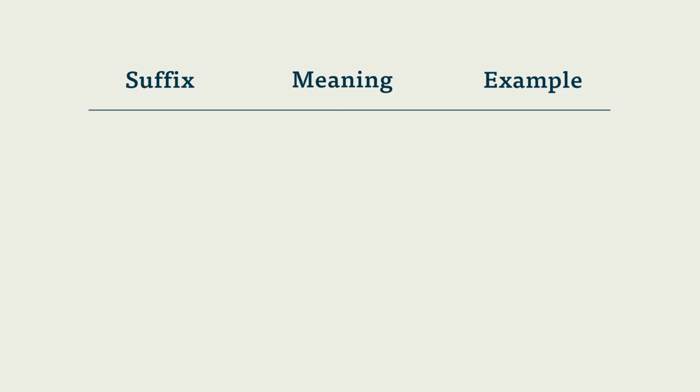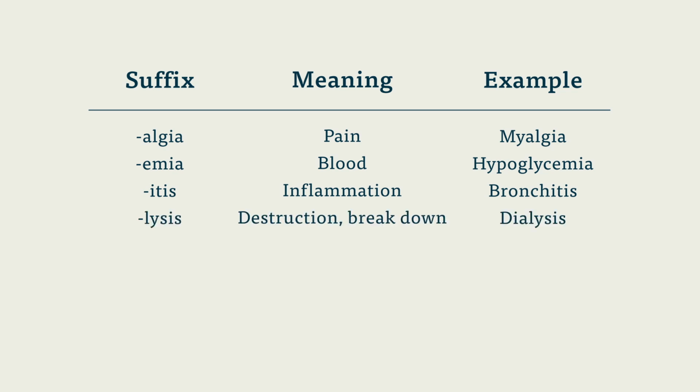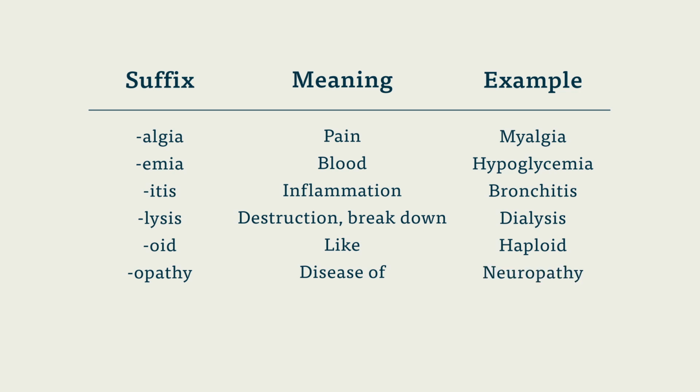Some common suffixes include algia, which means pain, like in the word myalgia. The suffix emia refers to blood, like the word hypoglycemia. Itis means inflammation, used in bronchitis. Lysis means destruction or breakdown, used in dialysis. Oid means like, for example in the word haploid. Apathy refers to disease of, used in neuropathy. And the suffix pnea refers to breathing, used in sleep apnea.